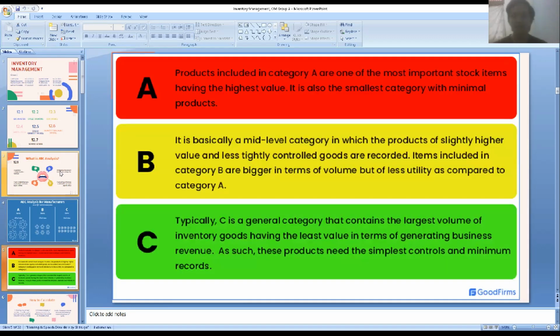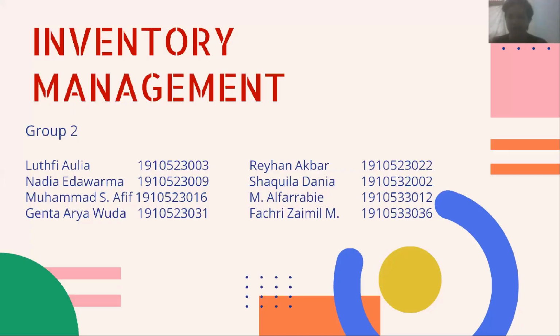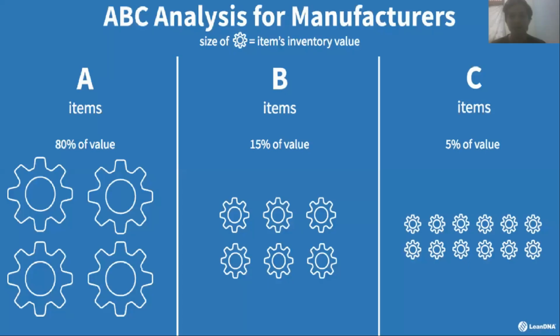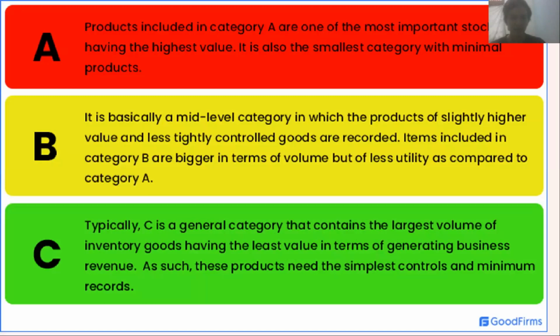You can see the details of the three categories in this picture. The A category: products included in category A are among the most important stock items, having the highest value. It is also the smallest category, with minimal products. The B category is basically a mid-level category in which products of slightly higher value and less tightly controlled goods are recorded. Items included in category B are bigger in terms of volume, but of less utility compared to category A.